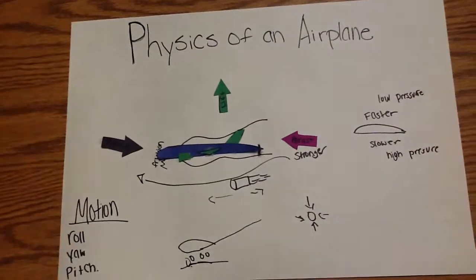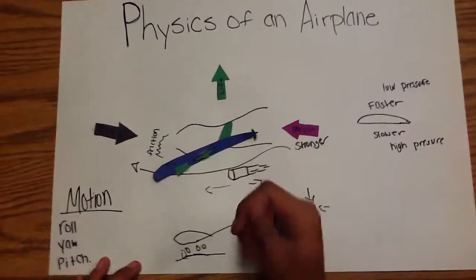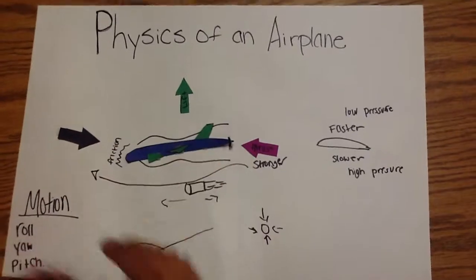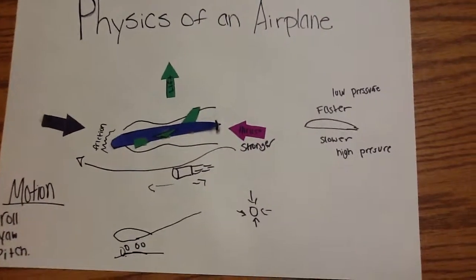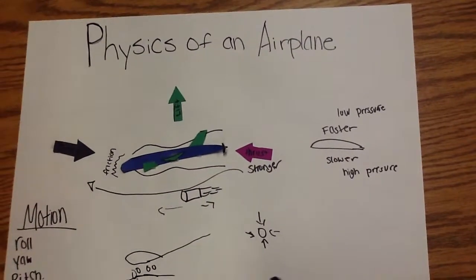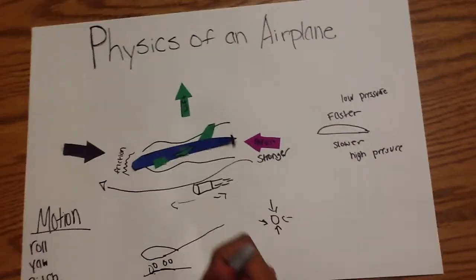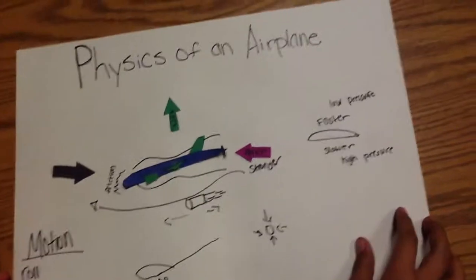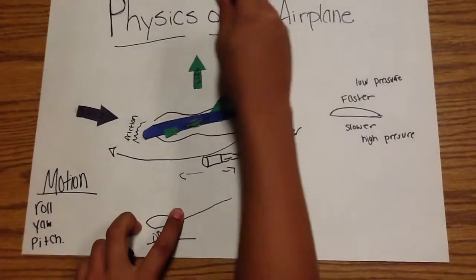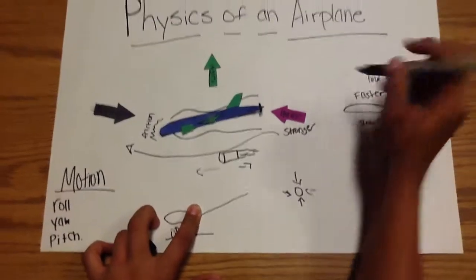They also have the motion, which is the roll, yaw, and pitch, which makes it move side to side, change directions up and down, and spin. They have the friction, which causes heat against the plane, so they can't go too fast because it's going to catch on fire. And then they have the air pressure of the plane. So those are the physics of an airplane. Flying airplane, yo.